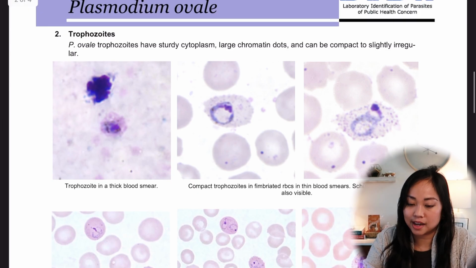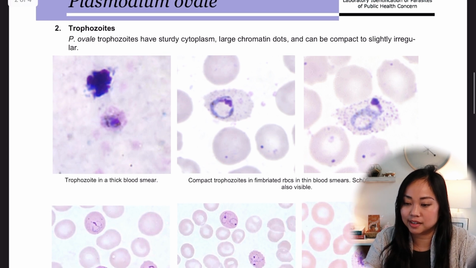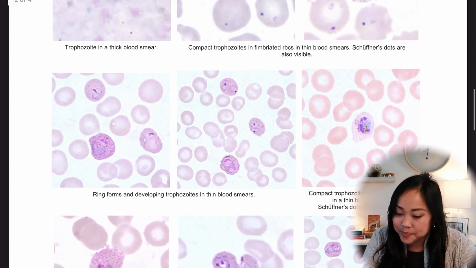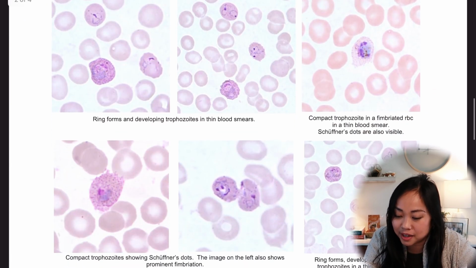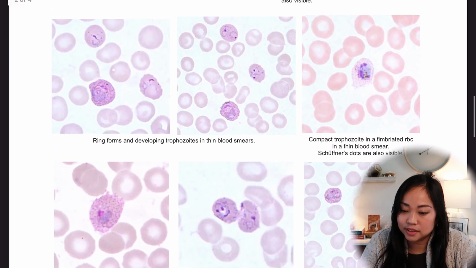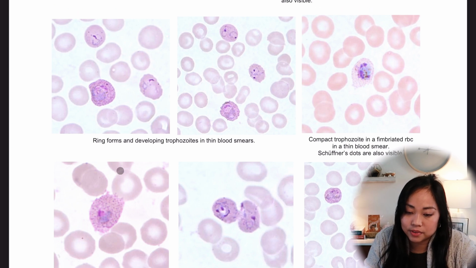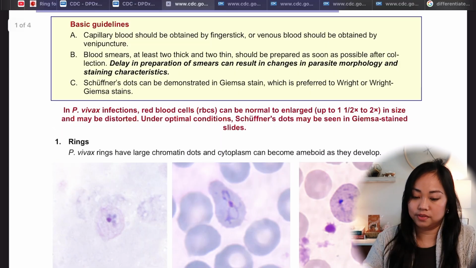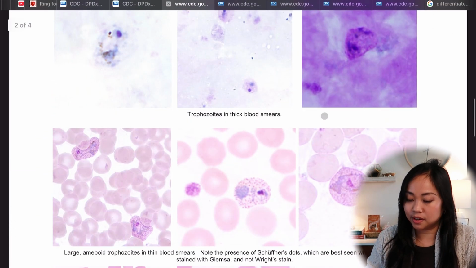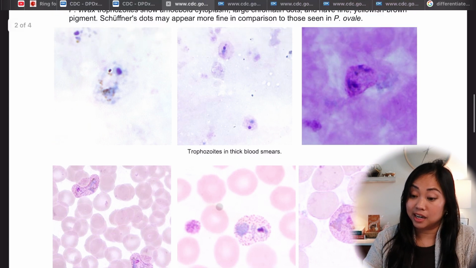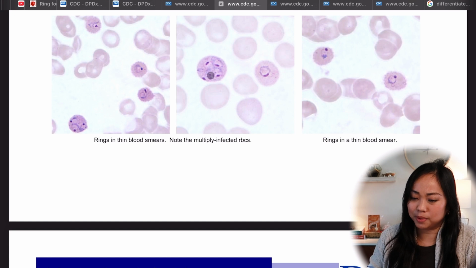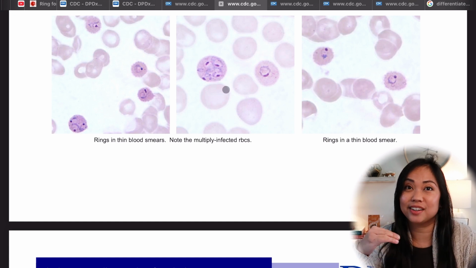P. ovale trophozoites have sturdy cytoplasm, large chromatin dots, and can be compact to slightly irregular. See, now at this point, you're just like, they all look the same. So that's what we have with P. ovale. As you can see, it's a lot bigger than the regular RBC, and it's fimbriated. See how there are rough edges right here and right here? For vivax, it doesn't seem to have that fimbriation. They're just nice circular RBCs in trophozoite form. I think that's one giveaway for ovale and vivax, and also the presence of multiple infections per RBC, which I don't see in the other ones.